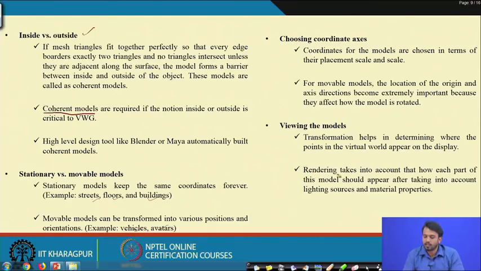The next phase is rendering. Rendering takes into account how each part of the model should appear after taking into account lighting sources and material properties. So after giving lighting and material properties to a particular 3D model, how it looks in the display medium is the concept of rendering.